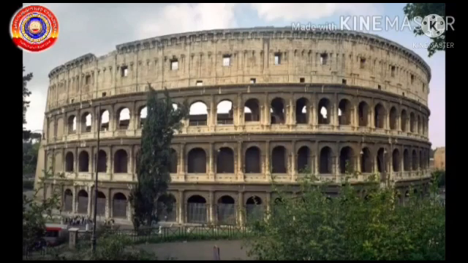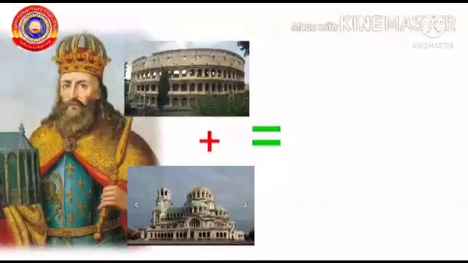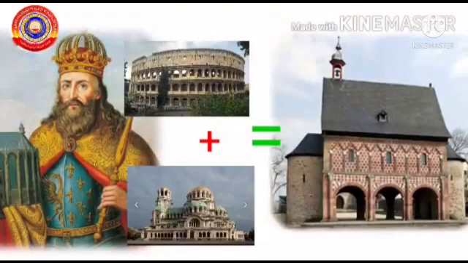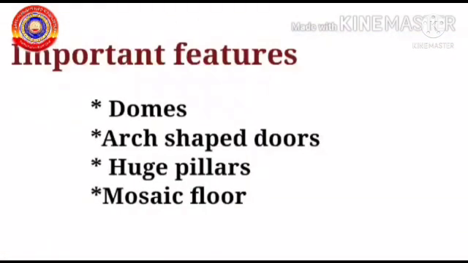Let's see some pictures. Which style of architecture is this? Do you know? Okay, this is ancient Roman style. Observe the next picture. This is Byzantine style. Charlemagne combined these two styles to form a new style called Carolingian style. Next, we move to the important features of Carolingian style.